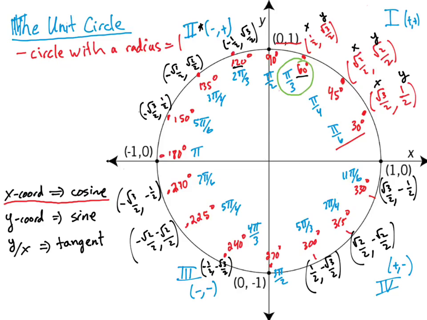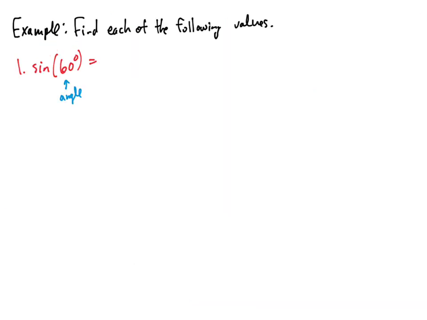60 degrees is right here. Sine corresponds to the y-coordinate. So sine of 60 degrees is just root 3 over 2. Easy enough, hopefully. Moving on, cosine of 4 pi over 3.